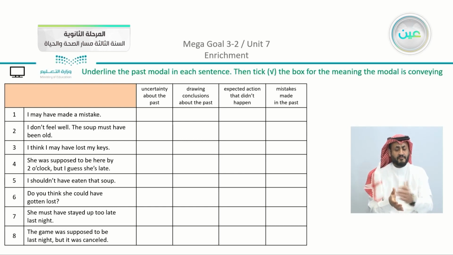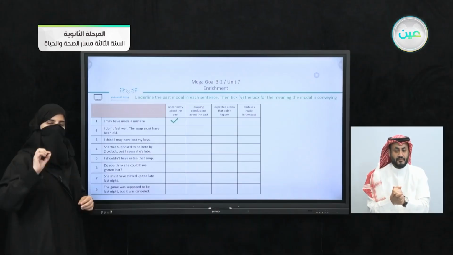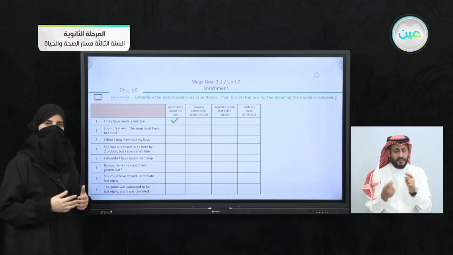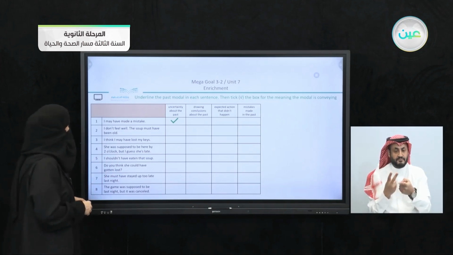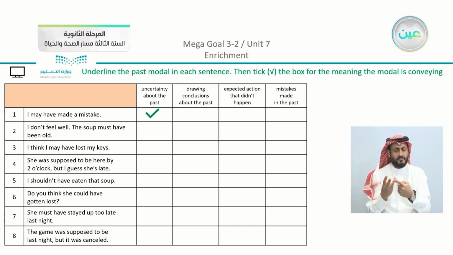Now we're going to start with the exercise. You can see that we have the mini sentences. Number 1, I may have made a mistake. We can see here that it is uncertainty about the past. Now the hint here is to just focus on the modal that we have and then read the whole sentence for the complete meaning. Number 2, I don't feel well. The soup must have been old. So here, if you don't feel well and you have eaten something, you are actually drawing a conclusion about the past.